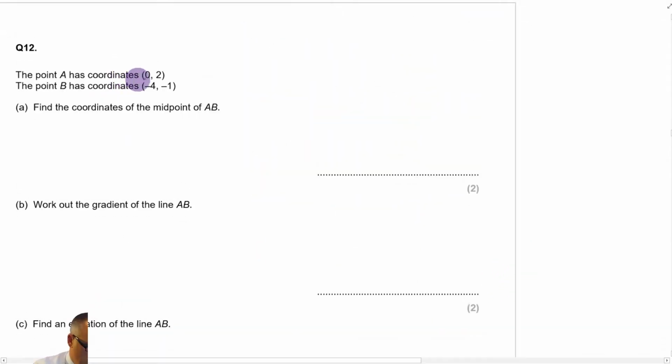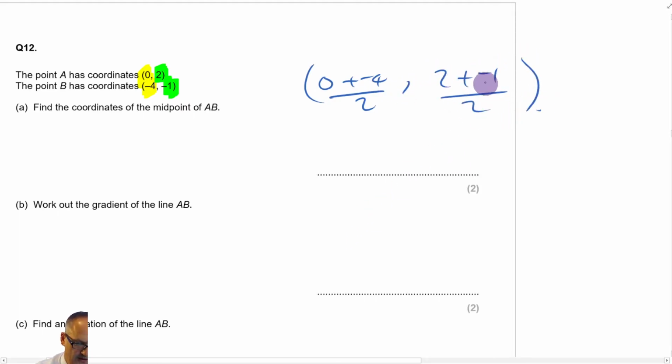Okay. The point A has coordinates 0, 2. The coordinate B has minus 4, 1. We want to find the midpoint. Now the midpoint is the average of the x values and the average of the y values. So what we want to do is find the average of the x values and then find the average of the y values. So the midpoint will equal 0 plus minus 4 over 2, and it will equal 2 plus minus 1 over 2 for the y values.